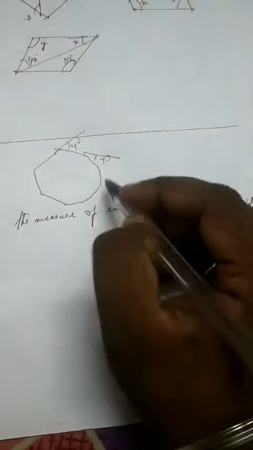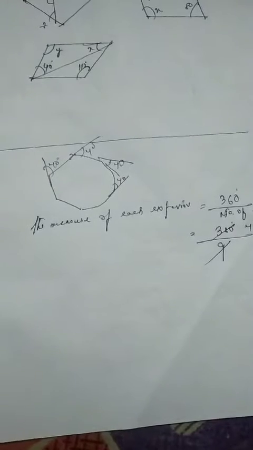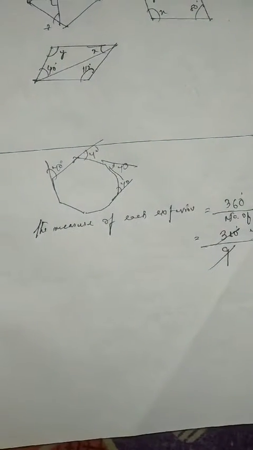40. So the measure of each exterior angle is 40 degrees, 40 degrees, 40 degrees, 40 degrees, like this. The measure of all exterior angles is 40 degrees.